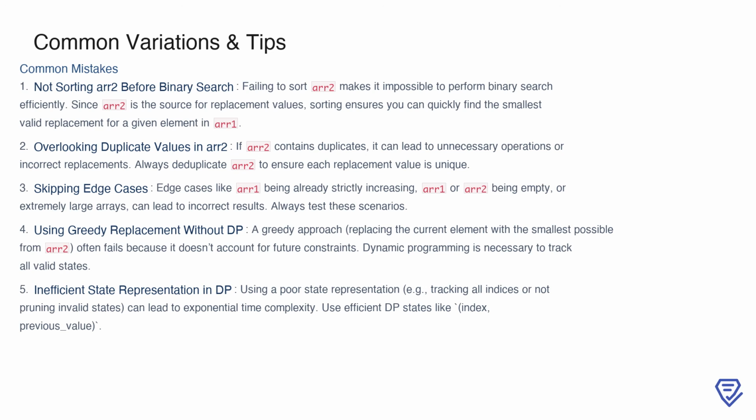Lastly, inefficient state representation in your DP approach can significantly increase runtime. For instance, tracking all indices or failing to prune invalid states leads to exponential complexity. Instead, use efficient states like index, previous_value, to optimize performance.